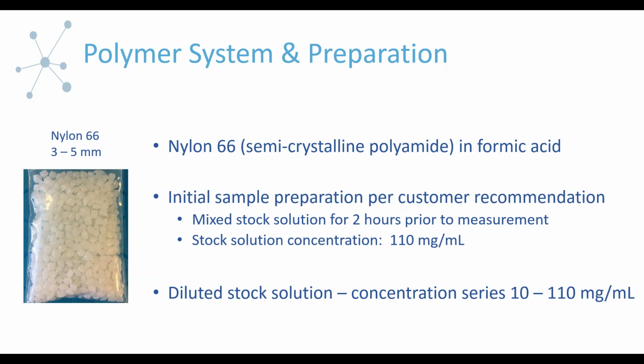And the initial sample preparation that we followed was basically a suggestion of a potential customer that we were trying to work with. When they worked with these samples using a different type of instrumentation, they would mix the nylon in the formic acid for 2 hours and then measure. And we were also working initially at their concentration, which was at about 110 milligrams per milliliter.